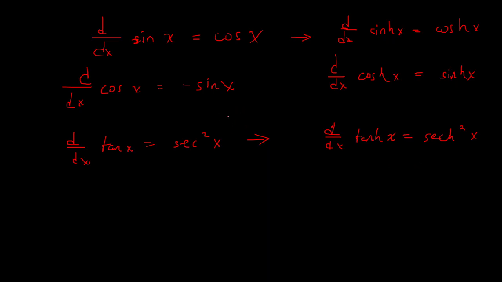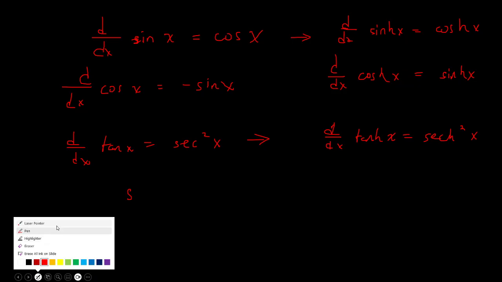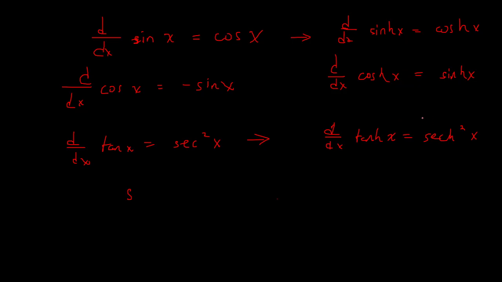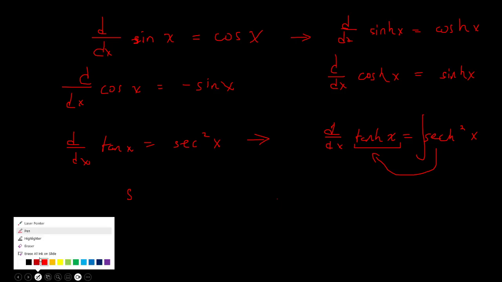Now when you're going back to inverse functions, let me erase that for you. Now we could just reverse. Whenever you have to find the integral of sech squared x, you could just go back and find tanh x. The integral of this gives you this, and so on. This is the very easy part.